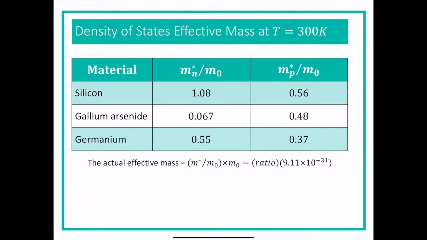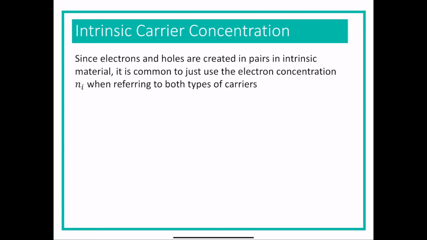So going from there, since we create electrons and holes in pairs in any material, oftentimes in intrinsic material we just use the electron concentration to talk about how many carriers there are, because the electrons and holes are going to be equal.